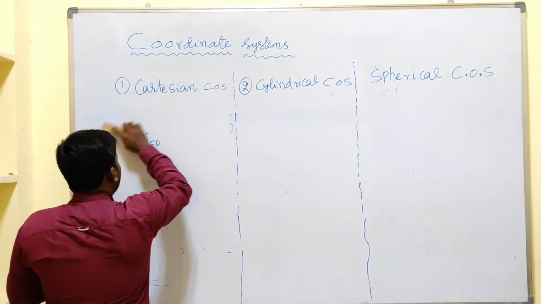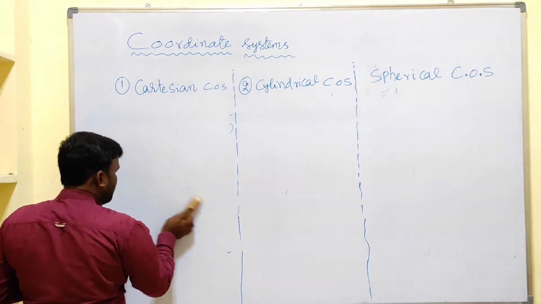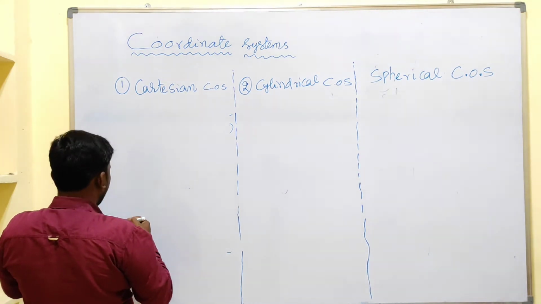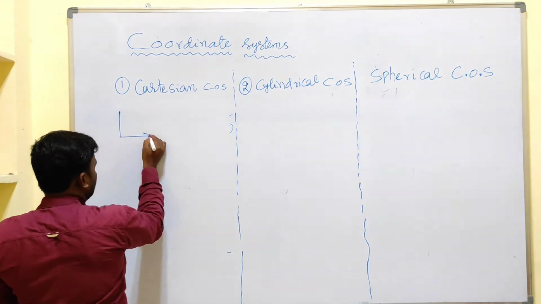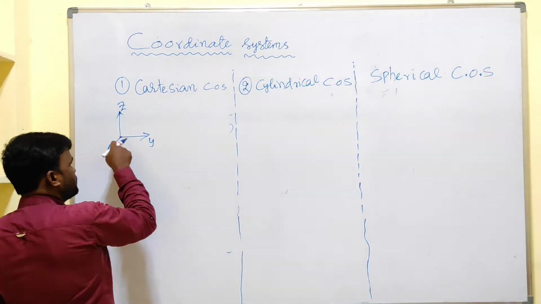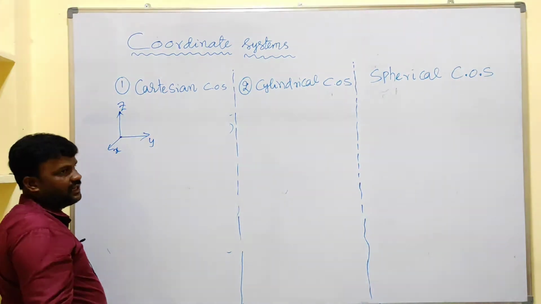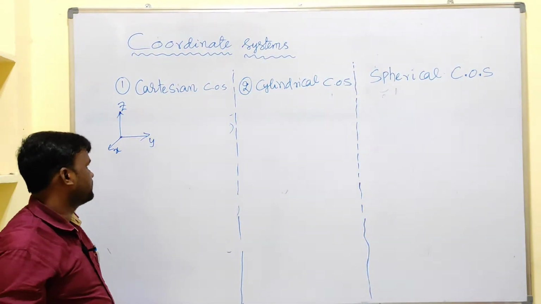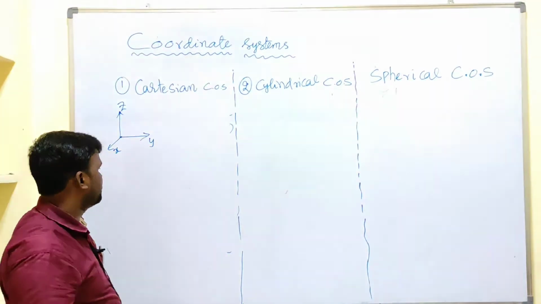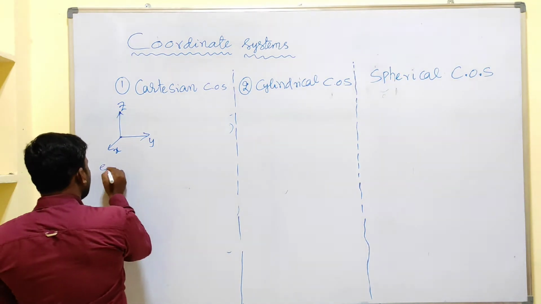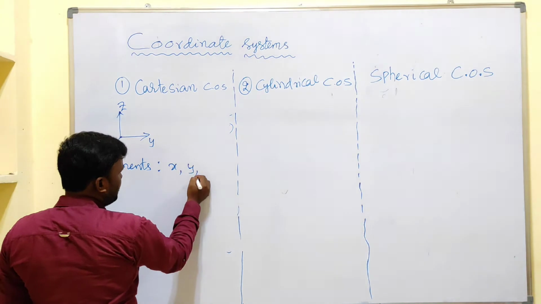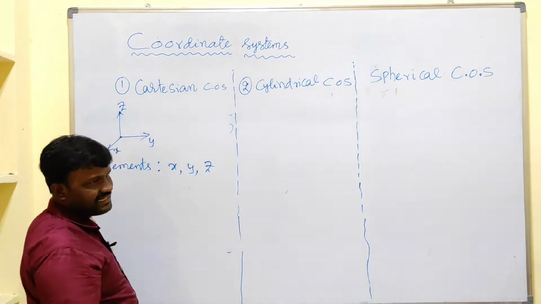Now let us write these things first. In the Cartesian coordinate system, we may have a plane like this. So let us draw like this only: x, y, z. Assume x is into the board or out of the board, depending upon the positive direction. Positive y, negative y, positive x, negative x. We can take like that. And what are the elements? Here the elements are x, y, z.